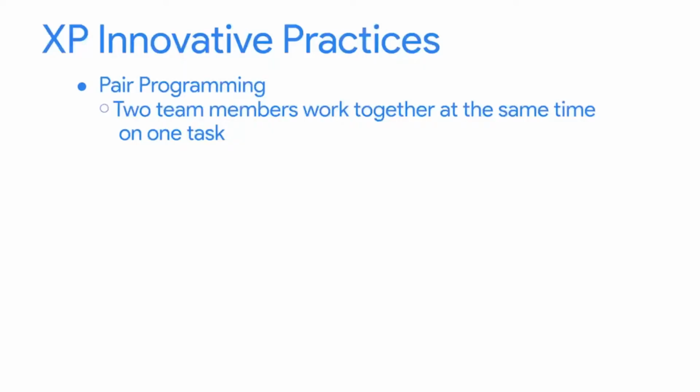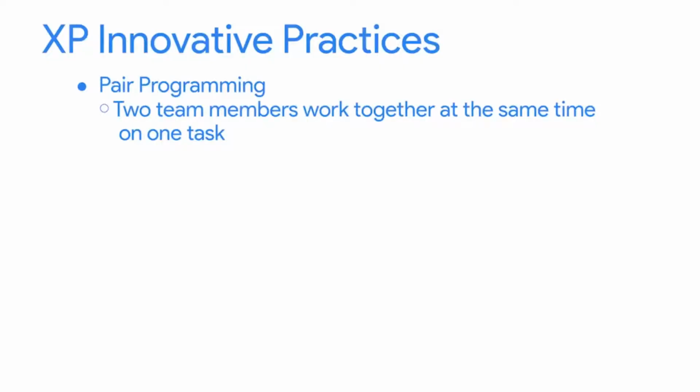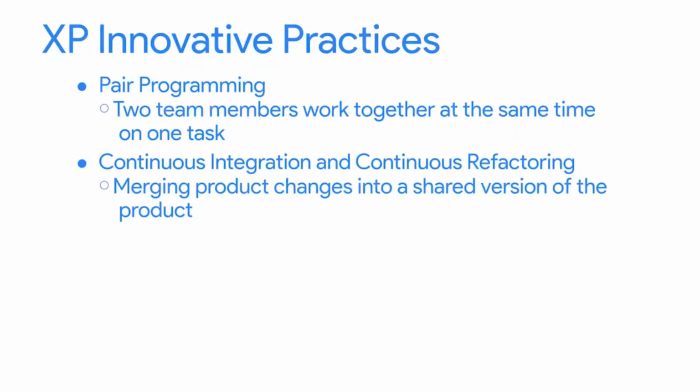XP features some other innovative practices that are used across many Agile teams, regardless of the specific methodology being used. First, there's pair programming, which is when two team members work together at the same time on one task. Usually, this is done in the same physical location, but with the use of digital collaboration tools, this can happen remotely too. Another practice is continuous integration and continuous refactoring. This is the practice of merging product changes into a shared version several times a day in order to get quick feedback on the quality of the code or product.